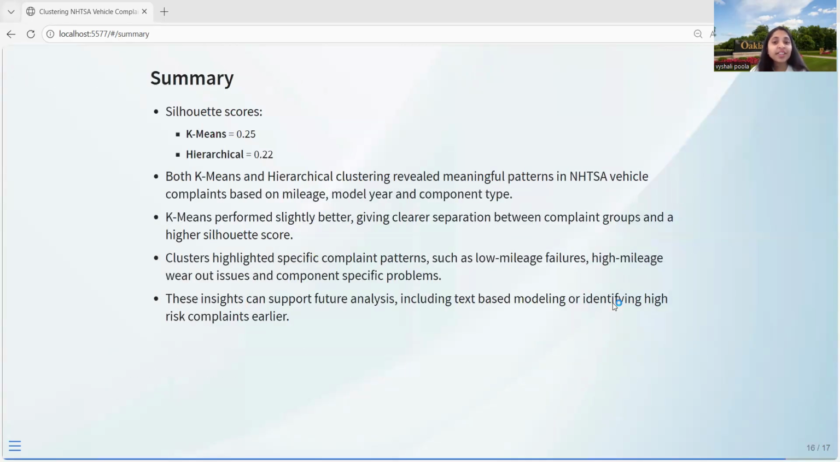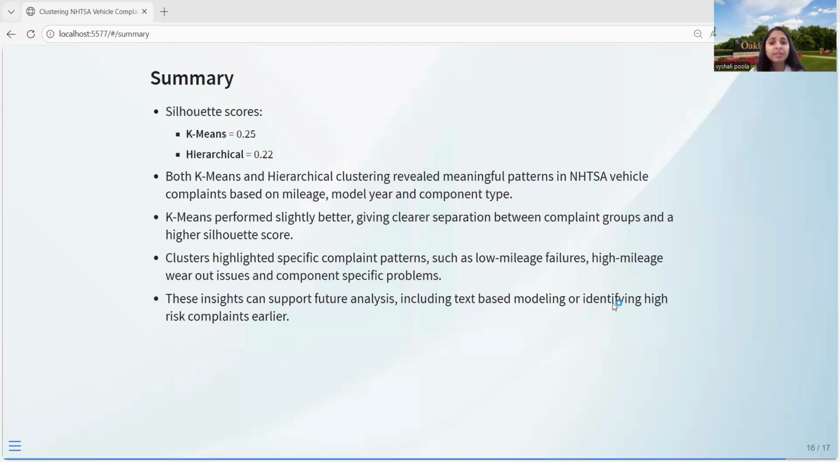Bringing it all together, here are the key findings and what the clustering results tell us about the complaint data. Both clustering methods identified meaningful structure in the complaint data. K-means performed slightly better based on the silhouette score and visual separation. The clusters reflect intuitive patterns such as failures occurring early in vehicle life or issues associated with high mileage. These insights can support further work such as text based topic modeling or identifying high risk complaint categories.